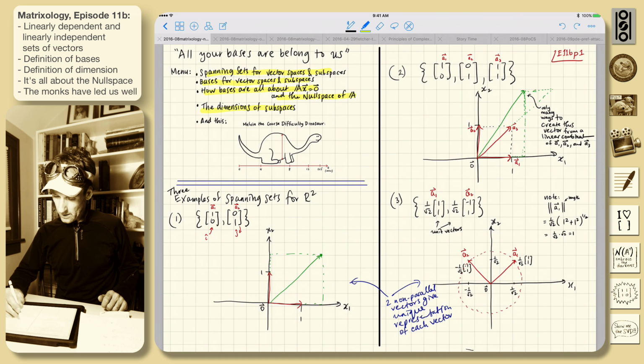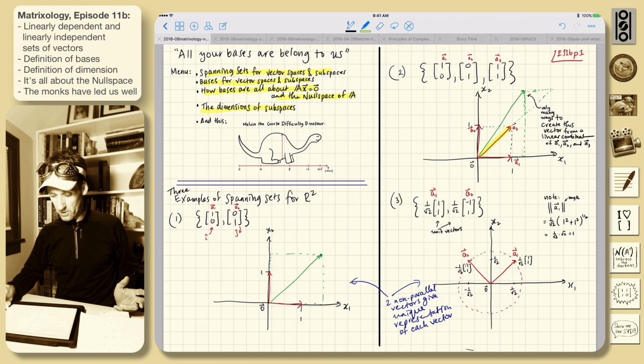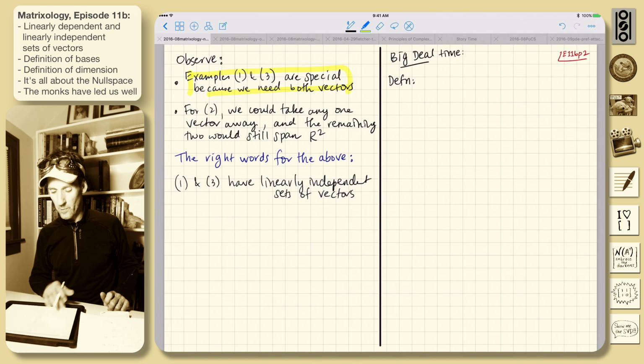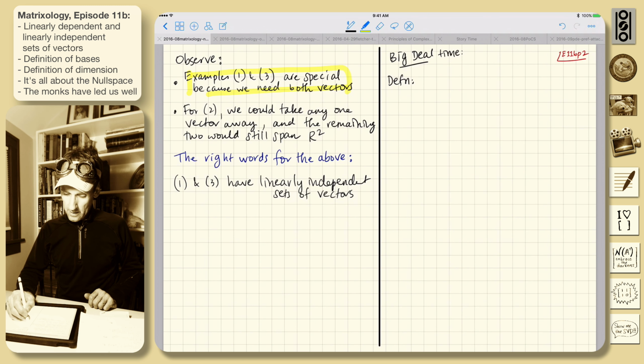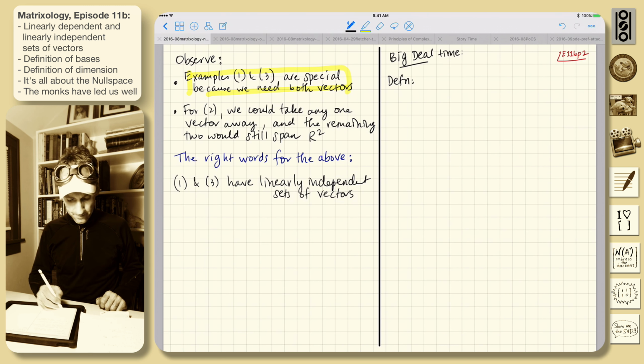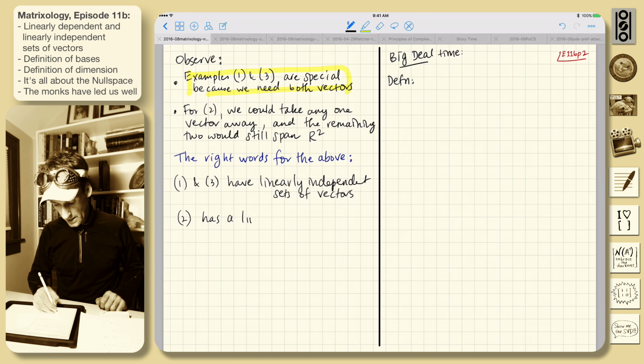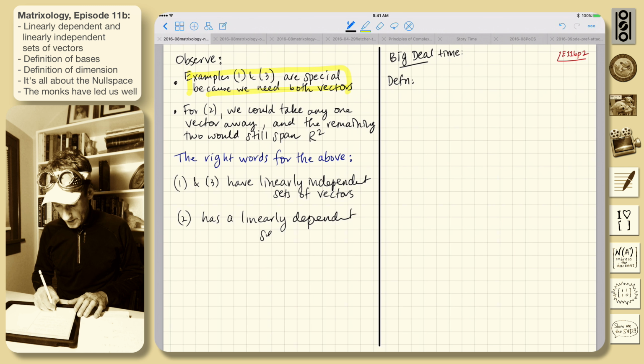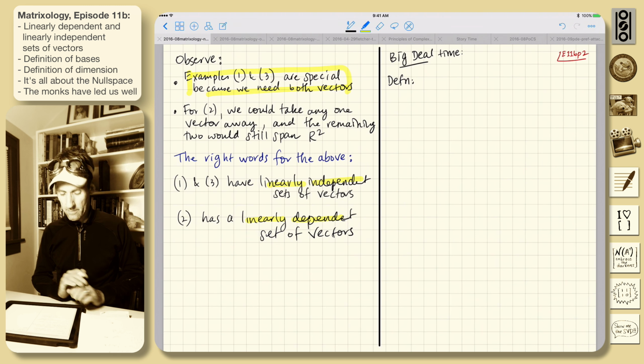So that's what we could do here. We could say this a3 is a1 plus a2, so we can just toss it. We don't need it, it's redundant. So that's true, but we say that the second has a linearly dependent set of vectors. Linearly dependent versus linearly independent.